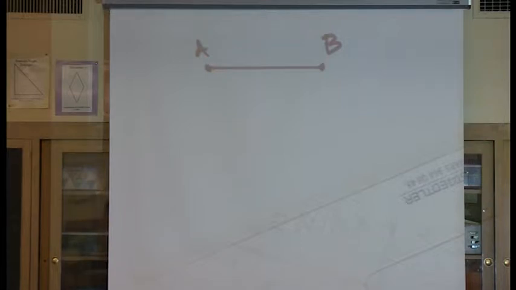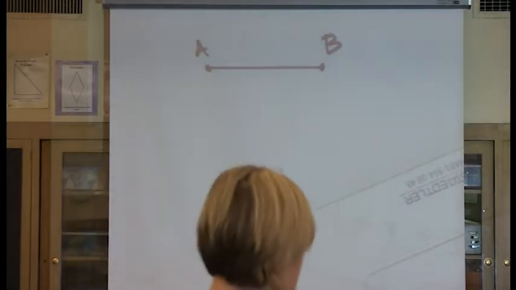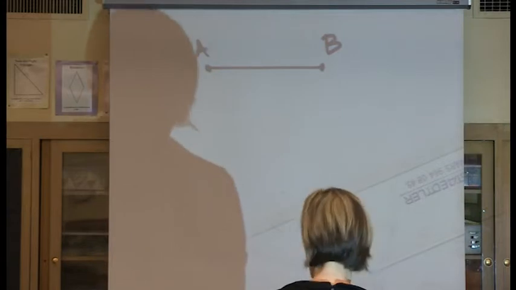At one end of the line, put A. At the other end of the line, put B, so that it has two end points.